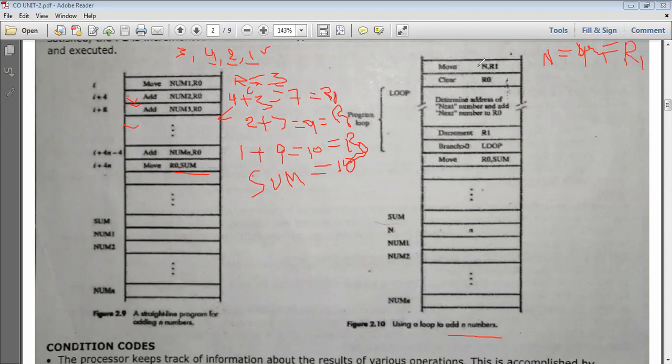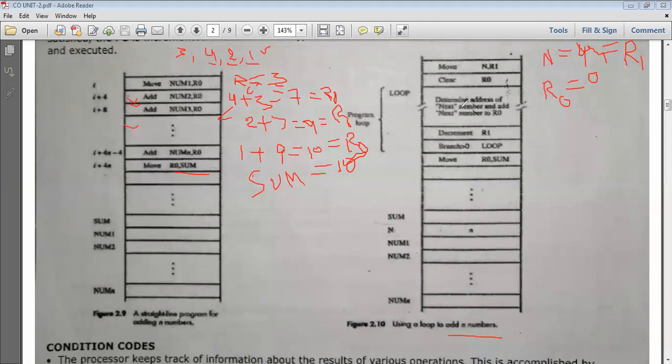Next, clear R0. Why are we clearing R0? Suppose any other data is present in R0, then that will be cleared. Compulsorily cleared. Suppose if this is not cleared, then whatever numbers we are giving will be added to the previous data in R0. So that's why we are clearing the R0 register.